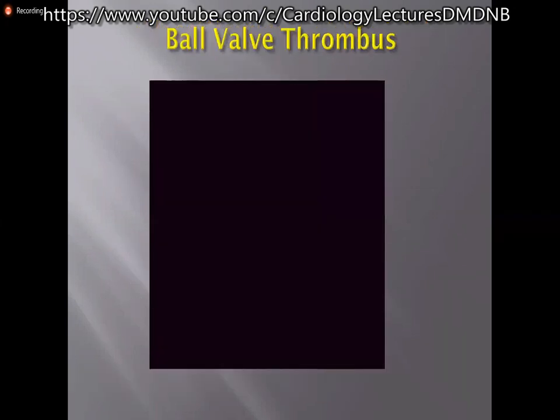This is a ball valve thrombus. It's an absolute contraindication for balloon mitral valvotomy.